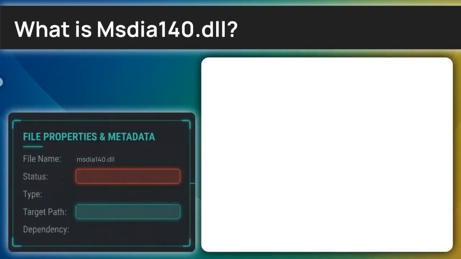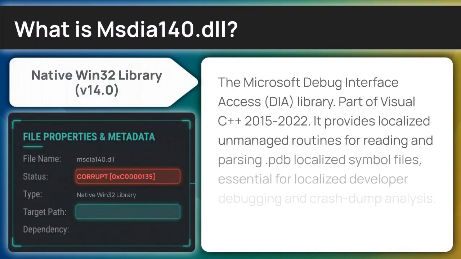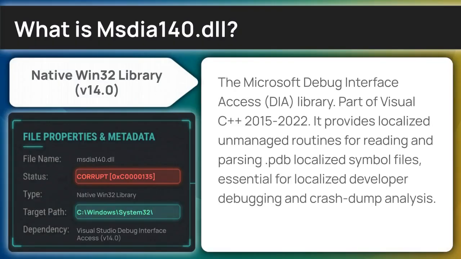This is the msdia140, the Microsoft Debug Interface Access DLL library, part of Visual C++ 2015-2022. It provides localized unmanaged routines for reading and parsing .pdb localized symbol files, essential for localized developer debugging and crash dump analysis. Let's transition to the solution, starting with the official Microsoft redistributable.